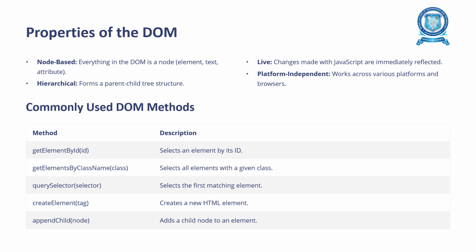Commonly used DOM objects. getElementById: select an element by its ID. getElementsByClassName: select all elements with a given class. querySelector: select the first matching element. createElement: create a new HTML element. appendChild: add a child node to an element.